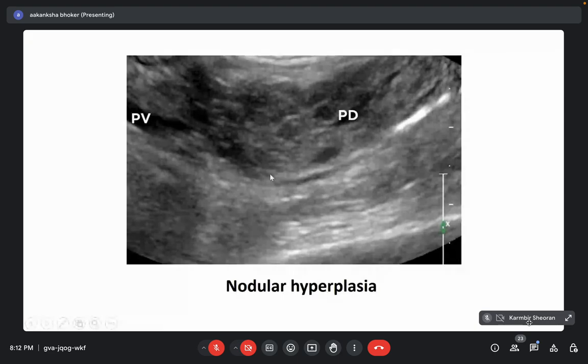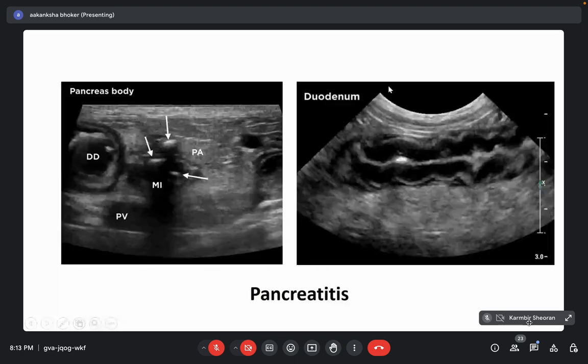Now this, in the pancreas, what we can see, there are multiple nodules. This is the pancreatoduodenal vein. The pancreas has a characteristic pancreatoduodenal vein, and it is having some nodular changes. So it is nodular hyperplasia in the pancreas.